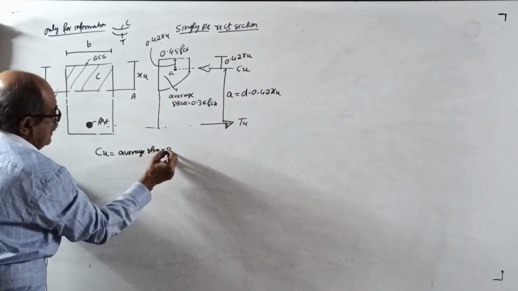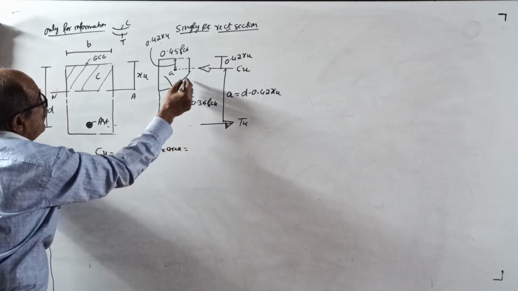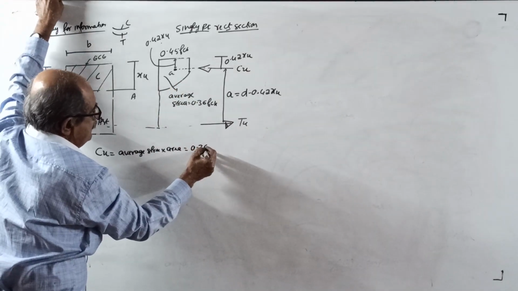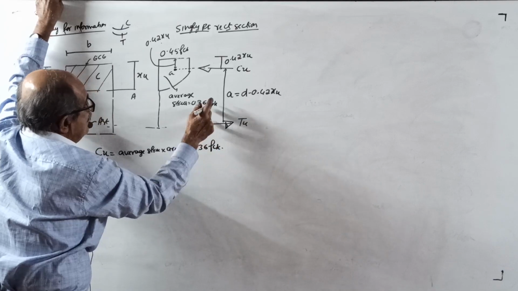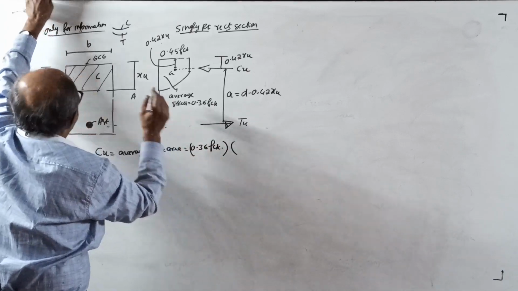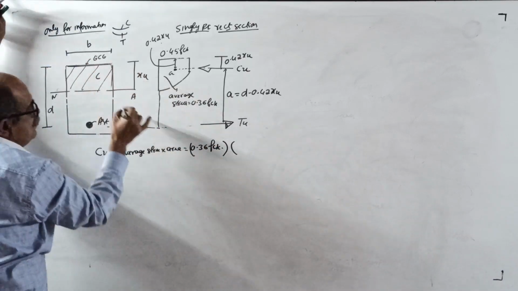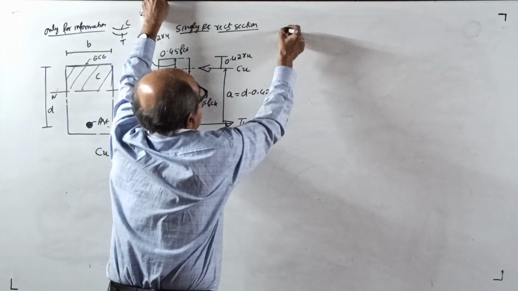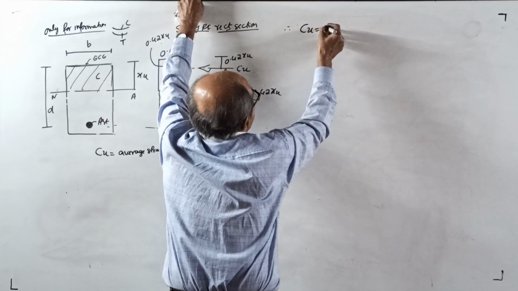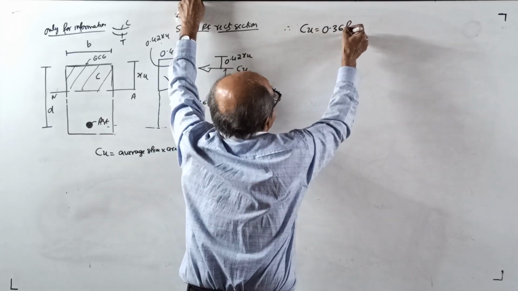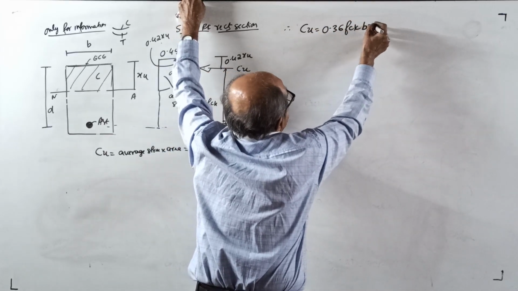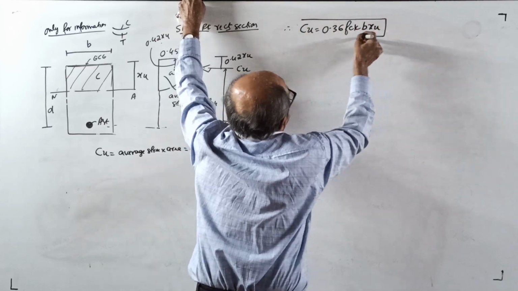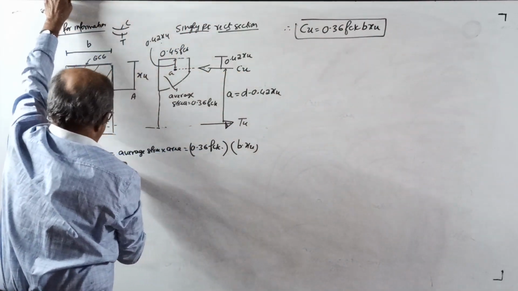Average stress into area for compression. The average stress is 0.36 fck, and the area in cross section is b into xu. Therefore, your Cu will become 0.36 fck into b into xu.